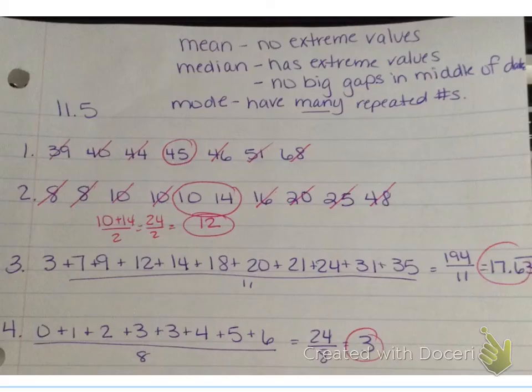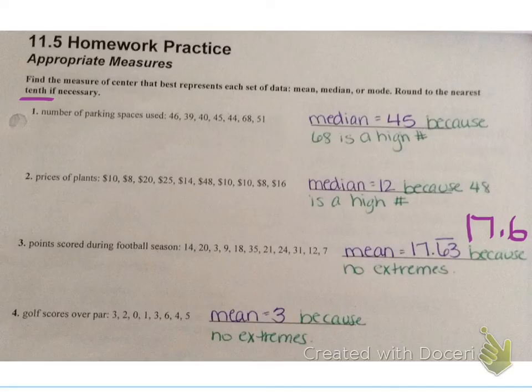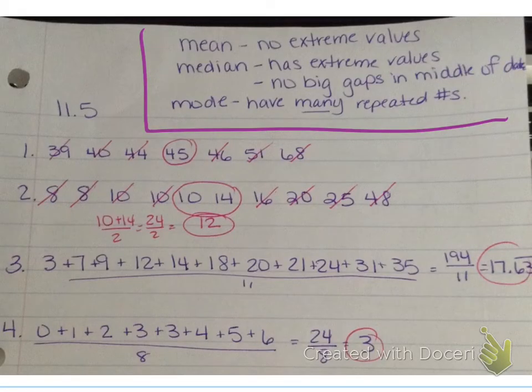And I did my little notes up here that I like doing on my extra page, where mean is no extreme values, median has extreme values or no big gaps in the middle, and then mode is they have many repeated numbers. You go through it in that order. If it can work for mean, then we're going to do mean. If it doesn't work for mean, then we go down to mode. Does it work for mode?